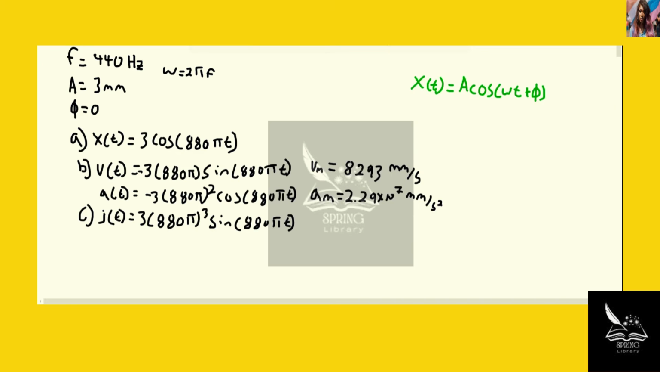The second part of this question asks where the jerk is maximized, and this is another one that's really pretty easy to do. You just put the values in that you're looking for. We're saying sine is going to go to 1, so 3 times 880 pi cubed, and that's going to give us jerk maximum is equal to 6.34 times 10 to the 10th. Units are important. This is going to be millimeters per second cubed. That's how you do this guitar problem.